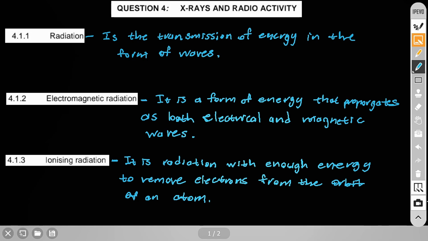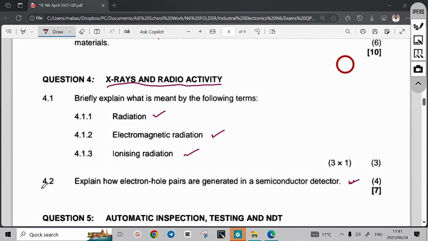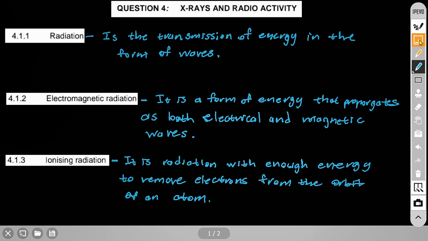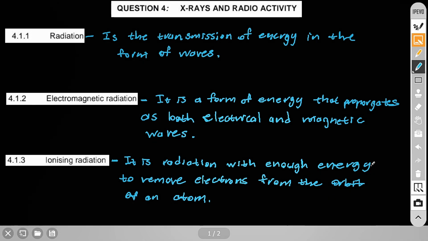Now let's go and answer 4.2. Explain how electron hole pairs are generated in a semiconductor detector. So that was your last question in question 4. So you can take a screenshot here, guys, so that you will know the definitions. Then now let's go to the next page, which is your 4.2. Now for the definition of this one, just use a different color.